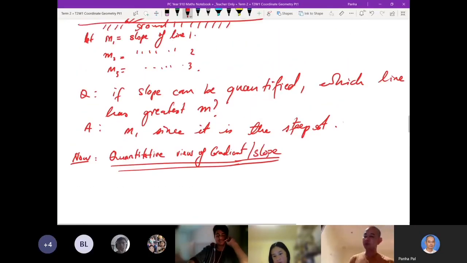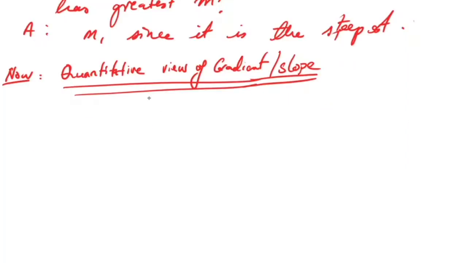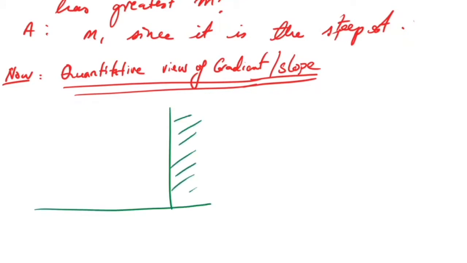So earlier we looked at a qualitative view of slope. Now we want to look at the number crunching point of view of slope. So here's a question for you. I have a brick wall like this. I have a ladder, one fixed ladder only.